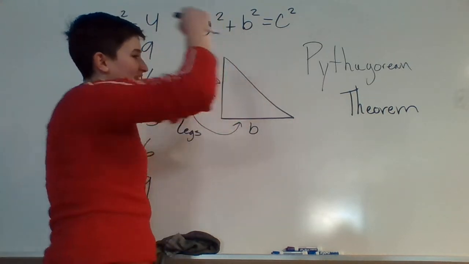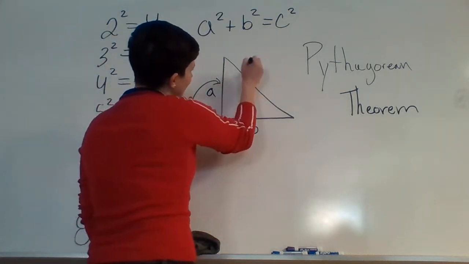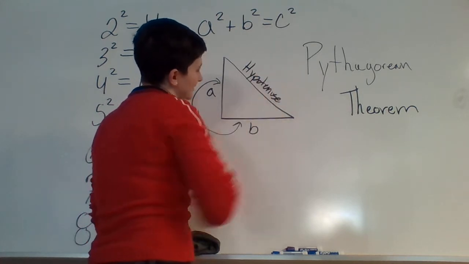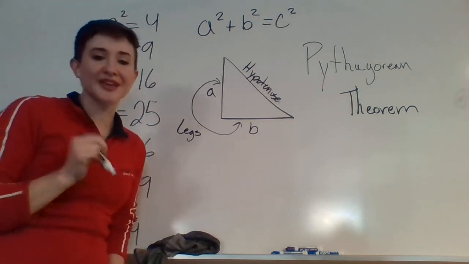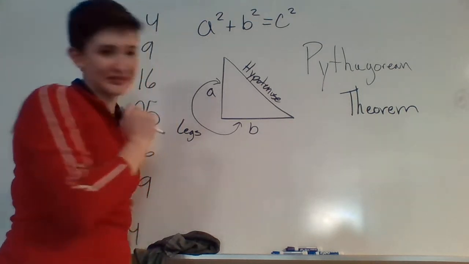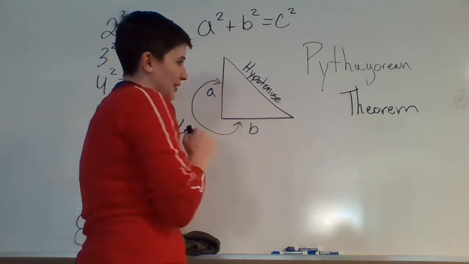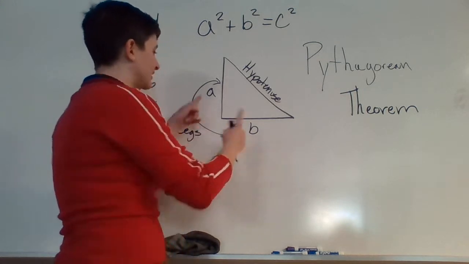This one has a really fun name. It's called the hypotenuse. Hypotenuse. Not hypothesis, hypotenuse. Why it's called that? I'm pretty sure it's Greek for something, but I actually don't know. This is the hypotenuse. It's the long diagonal side. It will always be the long diagonal side, and these will always be the legs.